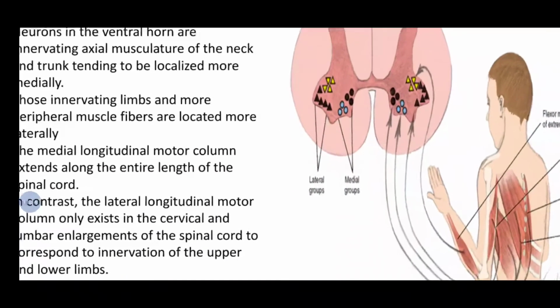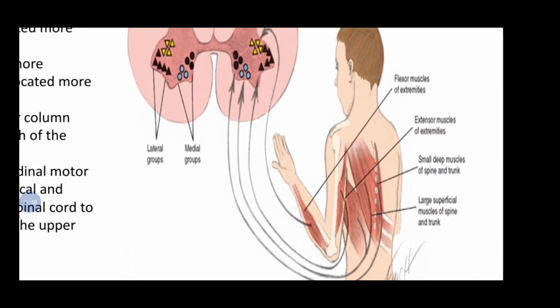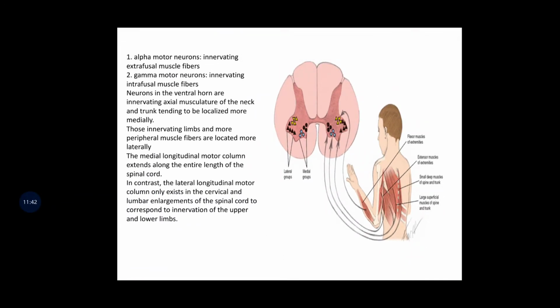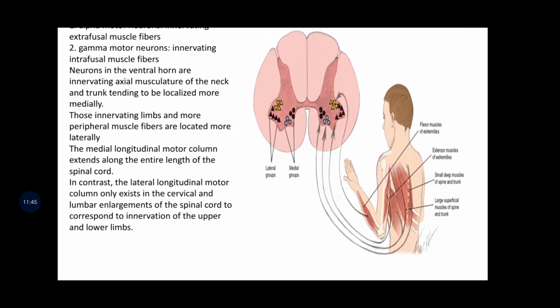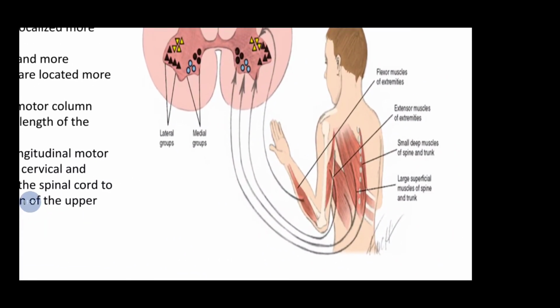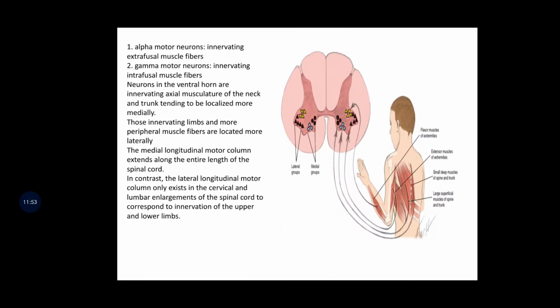So the nuclei in the ventral horn, just locate and follow the path: they are innervating the axial muscles of the neck. They're supplying the axial muscles of the neck as well as the trunk muscles also. And those innervating the limbs and more peripheral parts are located more laterally.